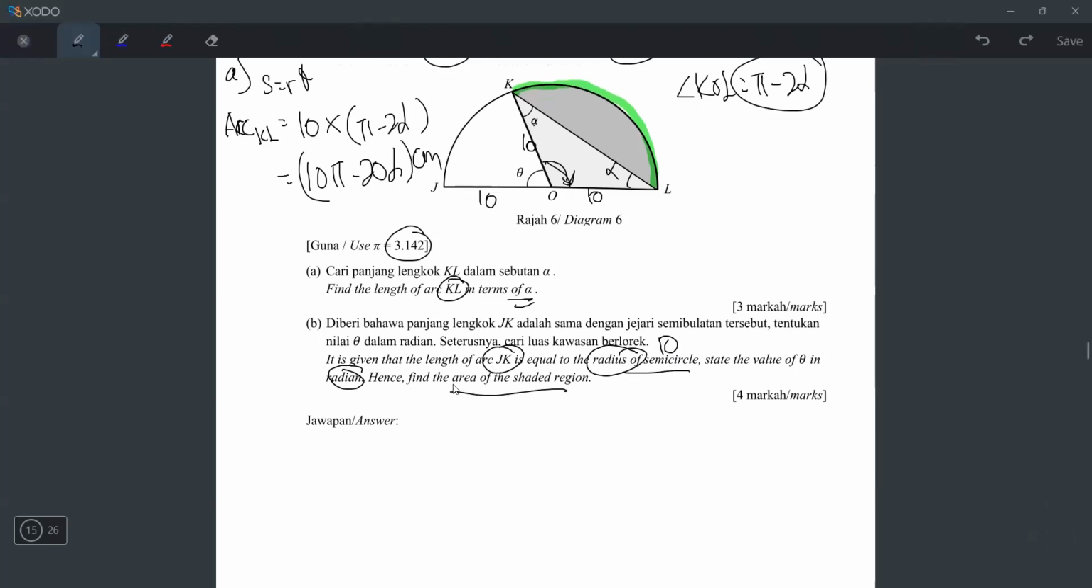Let's read again one more time. Length of arc JK, okay, arc JK is equal to 10. It means, what is the length of arc JK? This one, right? This is the arc JK, right? But what is the formula?